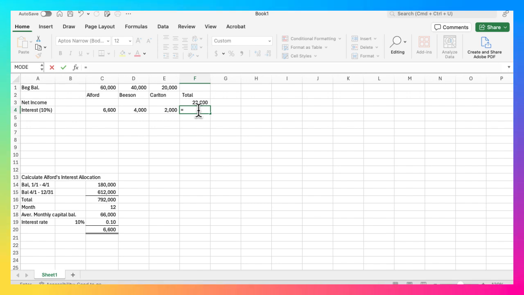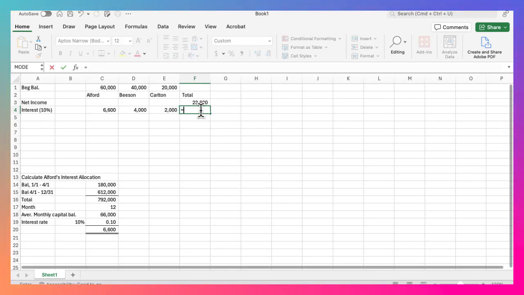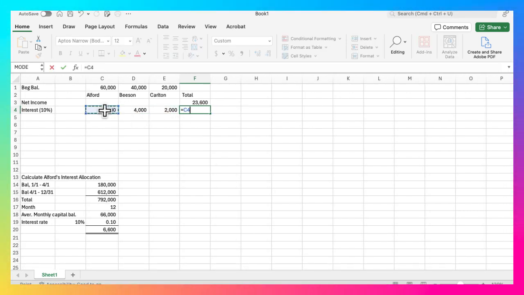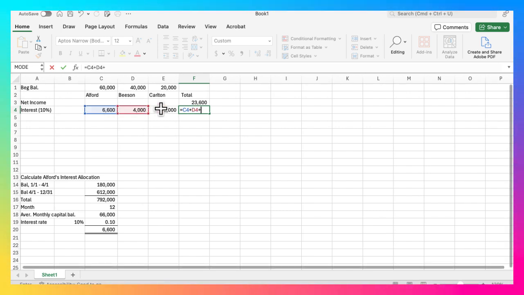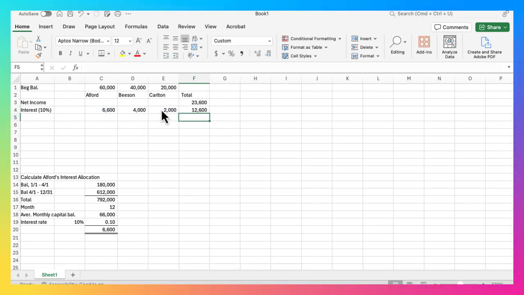So what we're doing here is allocating interest, allocating salaries, and then allocating net income. As we go through, we'll see that first we take out the interest and apply that to the net income. Then we apply the salaries that we get to take to net income. Then we distribute whatever's left. So I'm going to add these up. We got 12,600.